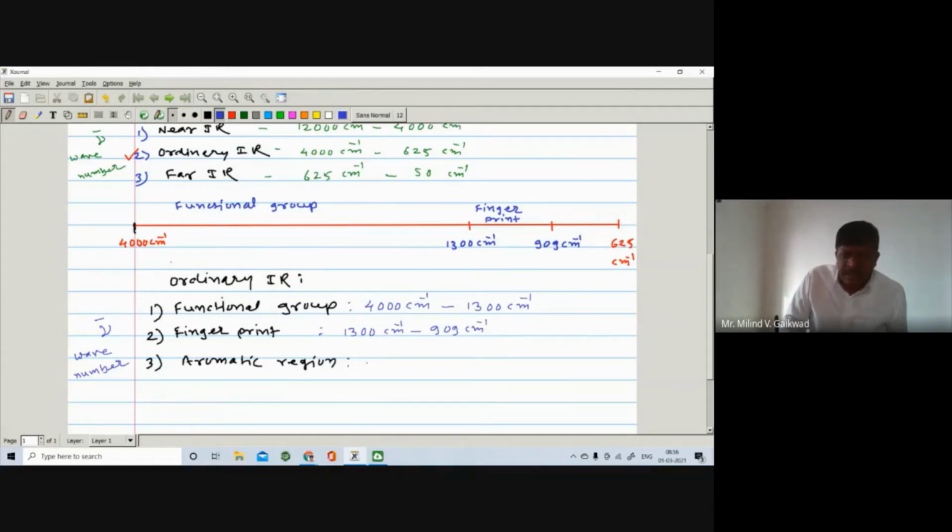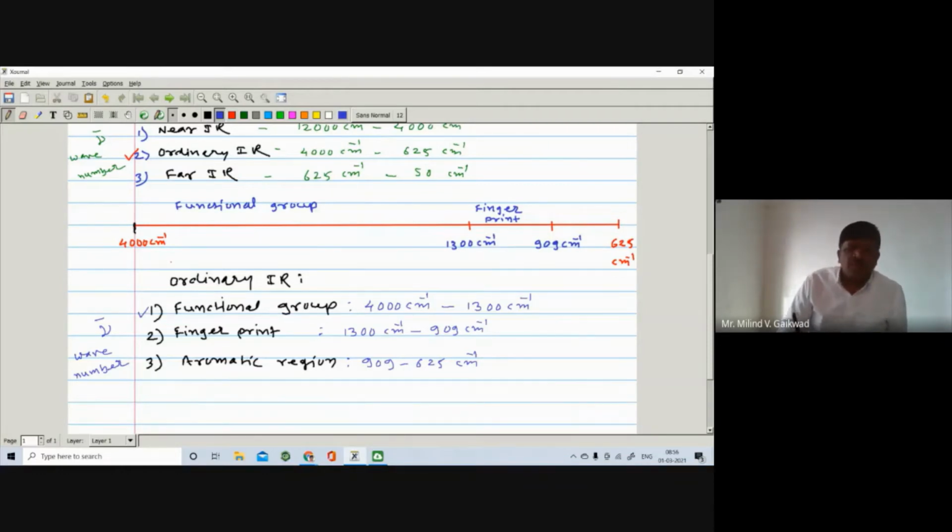Aromatic region starts from 909 to 625 centimeter inverse. Okay, so these three regions are very, very important. As we have learned already, this IR radiation is useful to find out the presence of the functional group. Means the first region is very important.